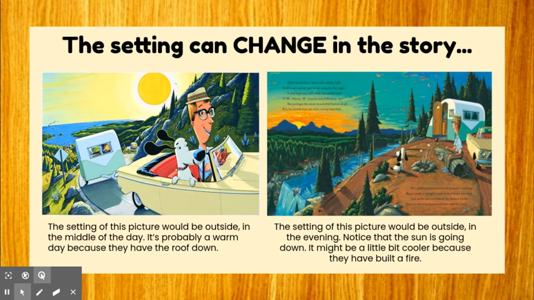And then at the end of the story, they're still outside, but the setting has changed. It's not morning any longer, it's evening, it's dusk, the sun is setting. We notice that they have a campfire, they're roasting marshmallows over the campfire. So we could talk about setting.